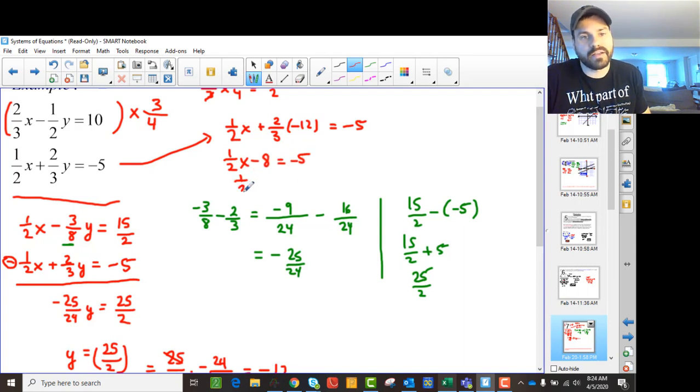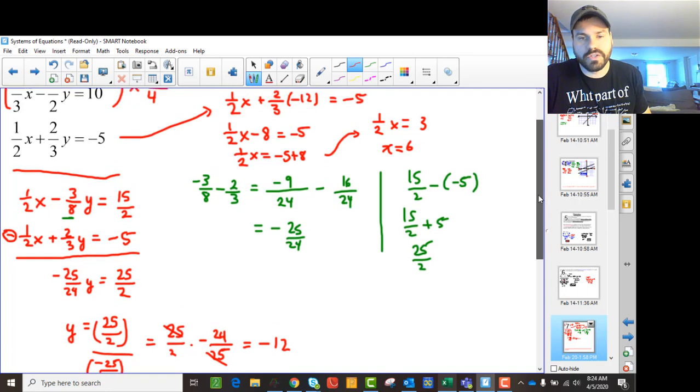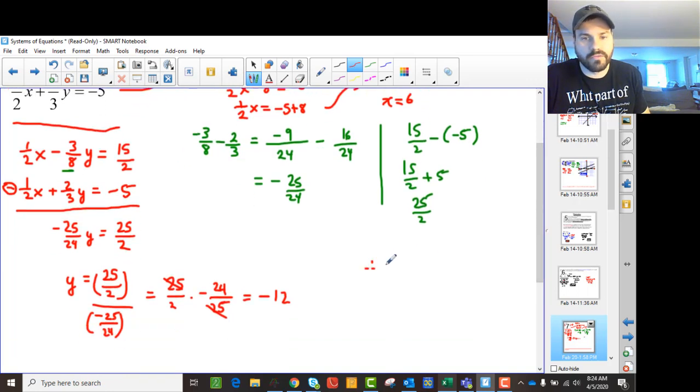That means that 1/2 x is going to be minus 5 plus 8. So half x is going to be 3, which means that x then is 6. So my solution is 6 and minus 12. I say therefore the solution is 6 and minus 12. That's my solution.